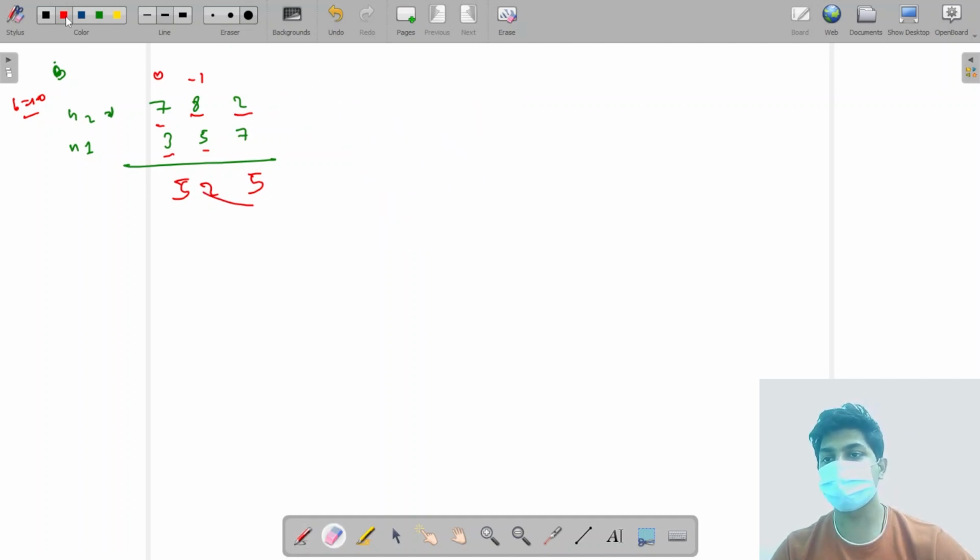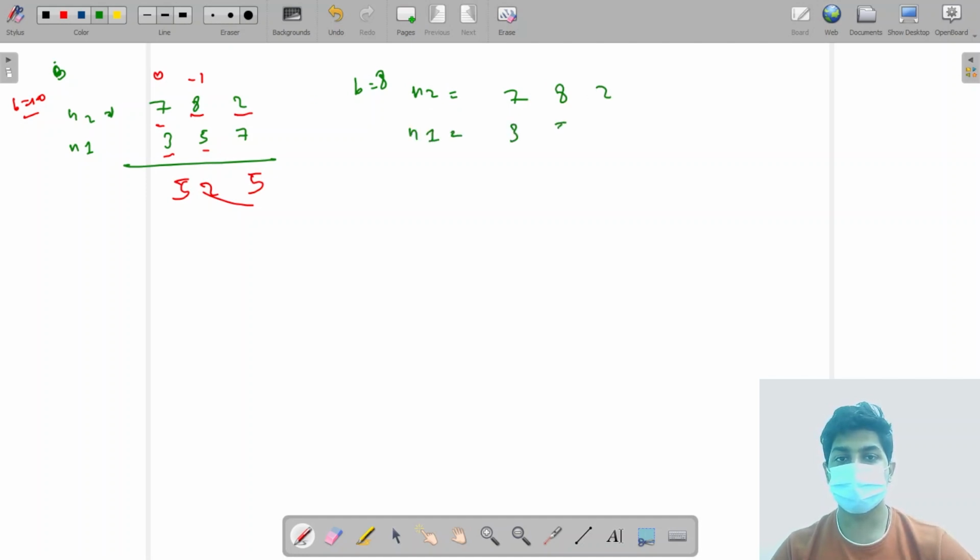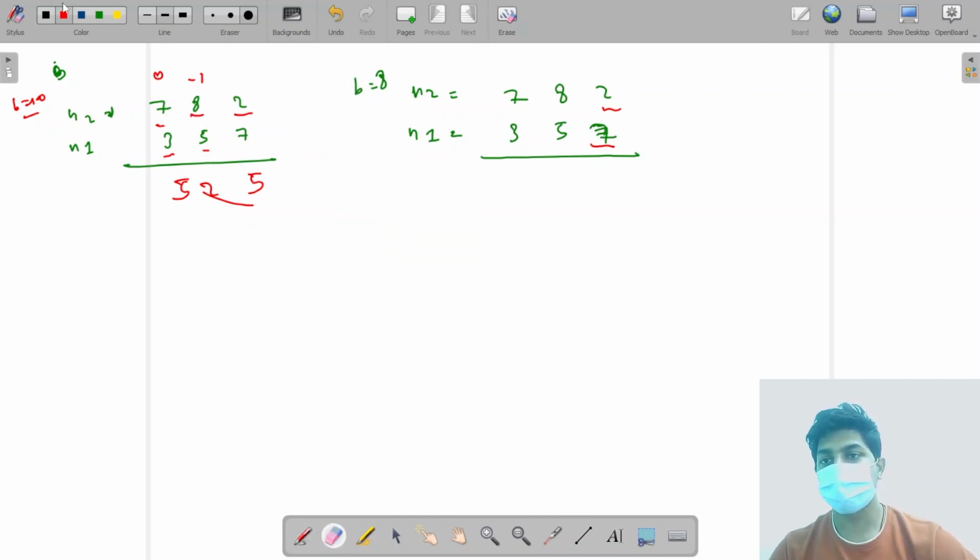Now let's do the same question with base equal to 8, octal. So n2 is 782, n1 is 357, and we have to perform the subtraction. We check the first two elements, 2 and 7. 2 is less than 7, so we cannot directly perform the subtraction. So we will ask for a carry. We give minus 1 to the next element, but earlier plus 10 was given to us, since the base was 10. Here the base is 8, so this time plus 8 will be given to us.